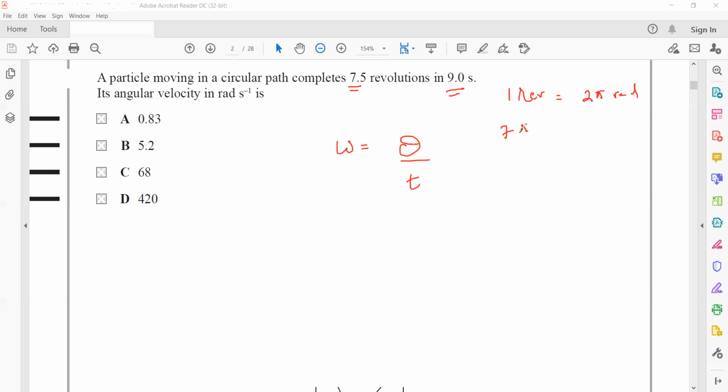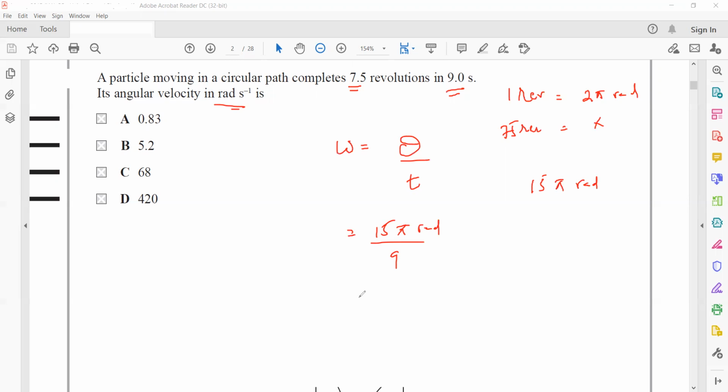So if it is 7.5 revolutions, then it will be x radian. So 2 pi multiplied by 7.5, so it will be 15 pi radian. That's the angular displacement, which is 15 pi radian, divided by the time. How much time did it take? It took 9 seconds.